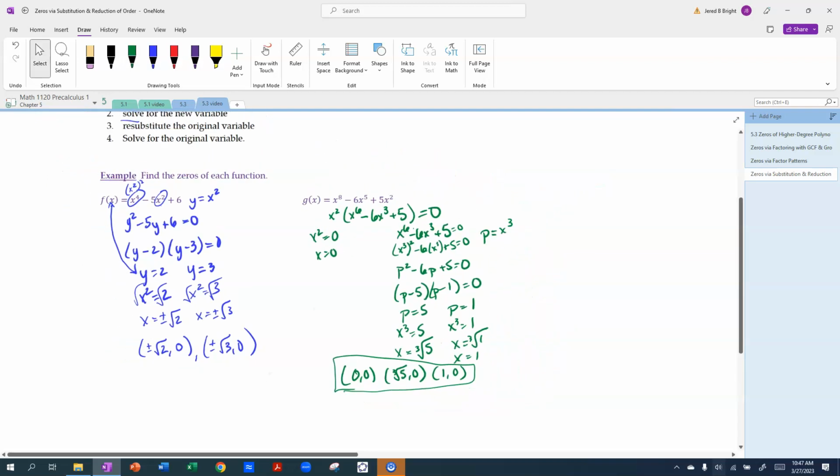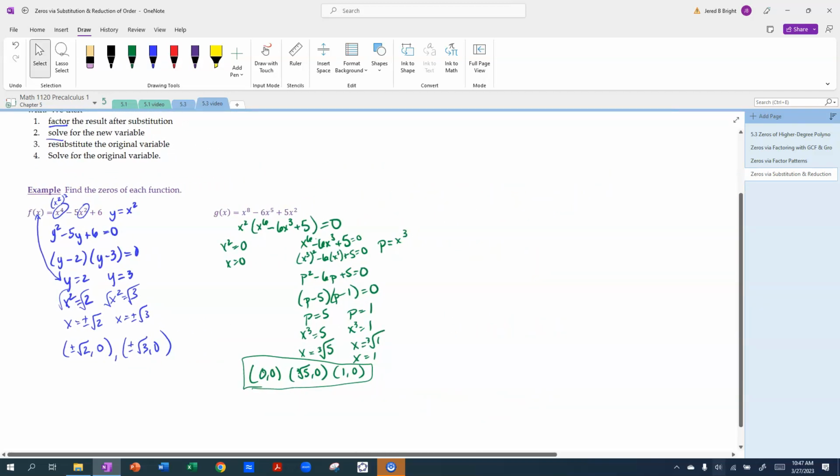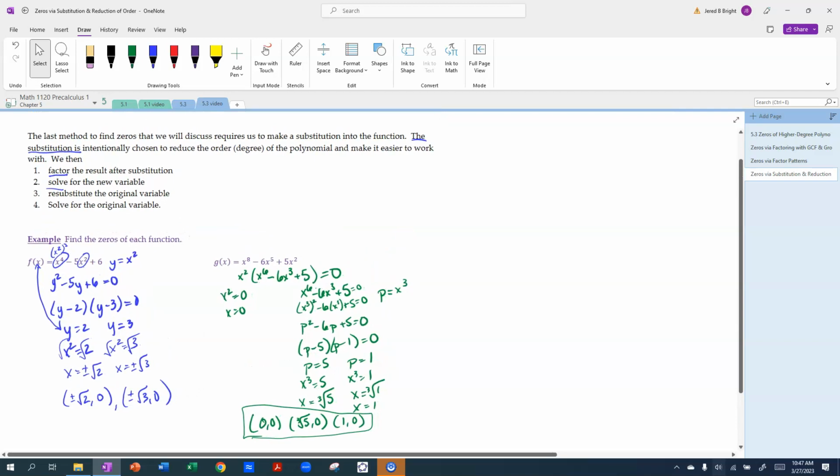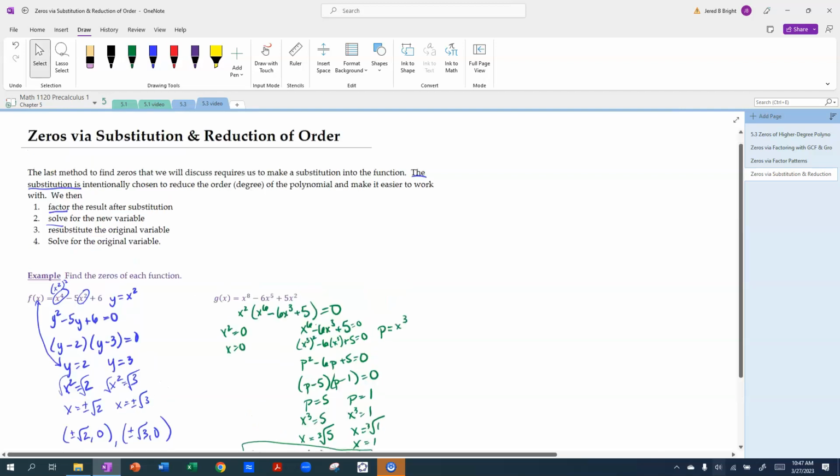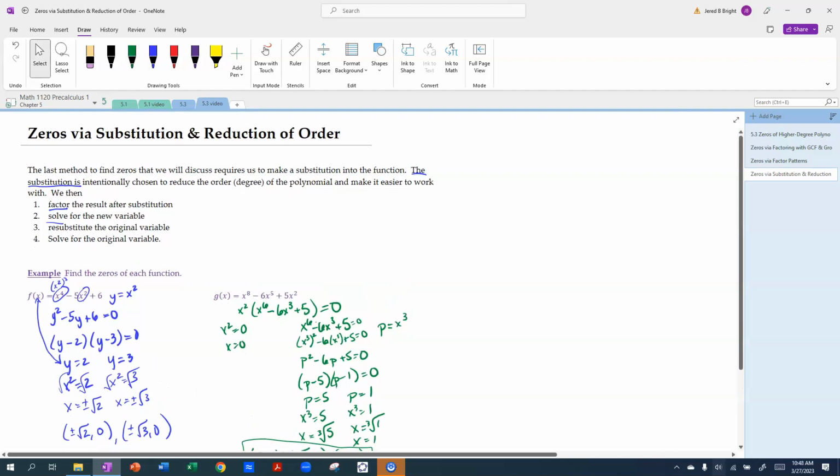But the key takeaway here is this reduction of order method. We have to make a substitution, choose it carefully, factor the result, solve the result, and then once we get it solved, resubstitute and solve again. All right, and that's all there is to substitution and reduction of order. So we'll use these strategies along with the other factoring strategies to find the zeros of a polynomial. So let's go ahead and get to work.